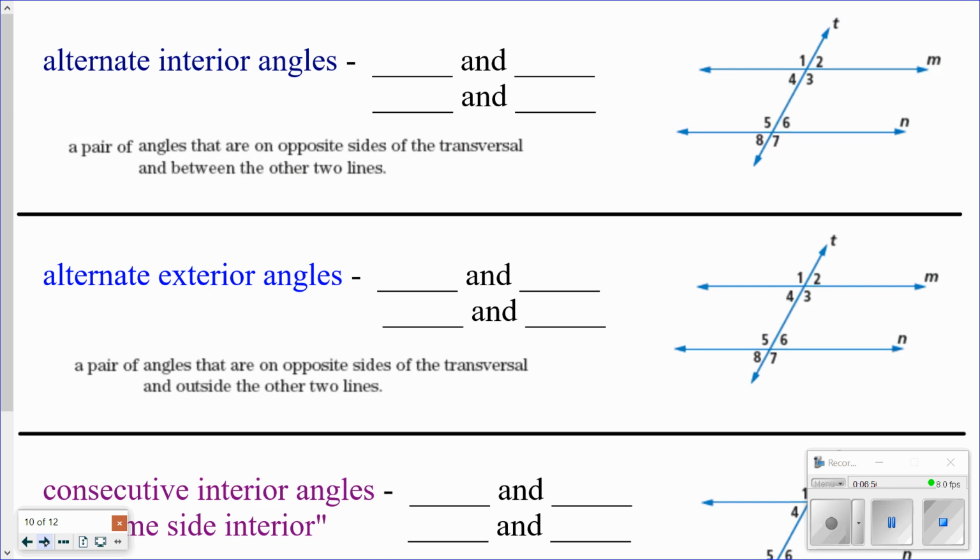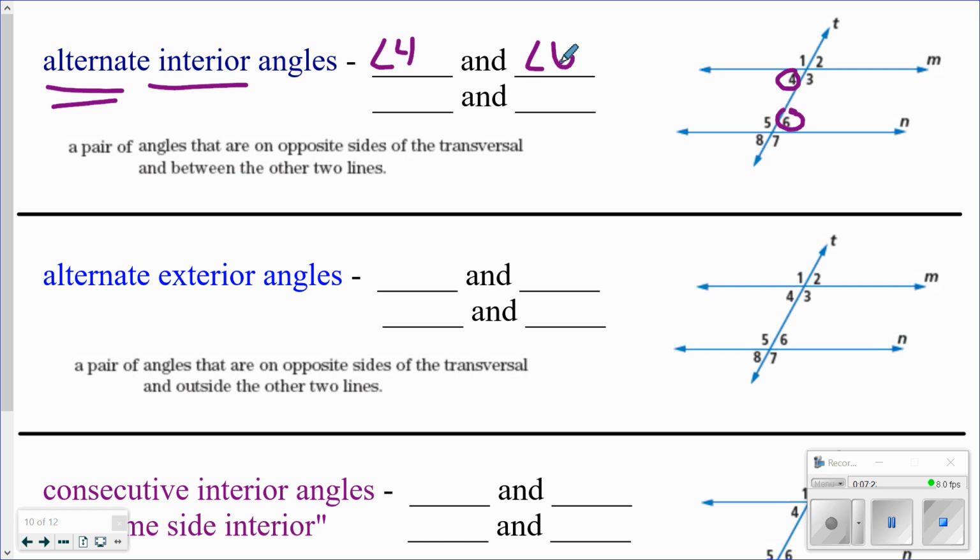Alternate interior angles. Remember, interior means inside. Alternate means opposite. So if I had angle 4, and I'm going to circle this, that's interior. It's inside the two lines. The opposite interior angle of angle 4 would be angle 6. They're opposites on the transversal.